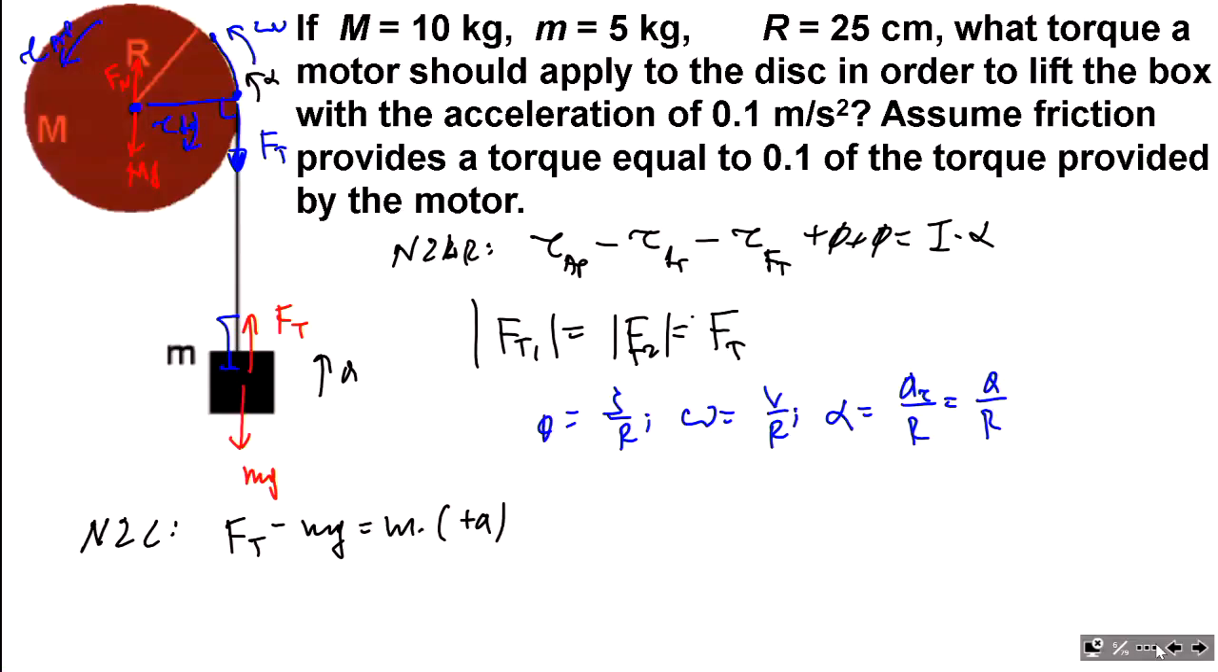So we got so many different expressions. And now we can add some extra expressions. For example, where else do we know I, because it is a disk. The moment of inertia equals 1/2 mass of the disk times the radius of the disk squared. Where else do we know? The magnitude of the frictional torque should be equal to 0.1 of the applied torque.